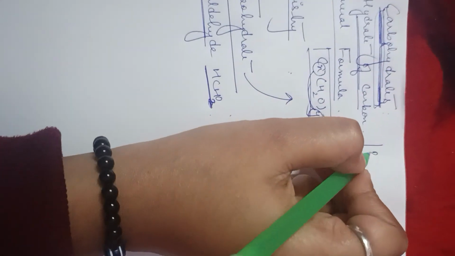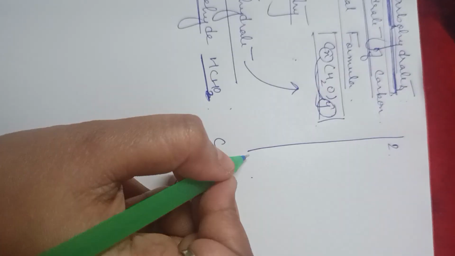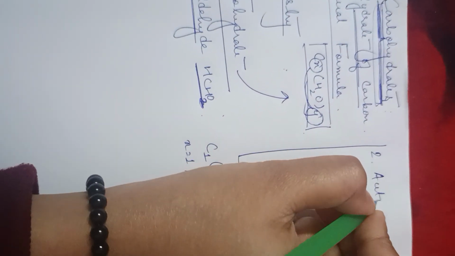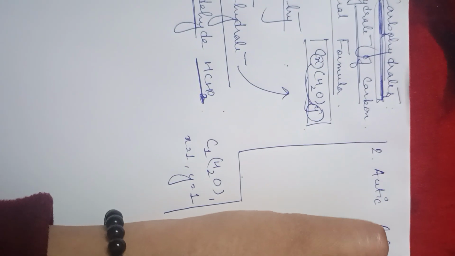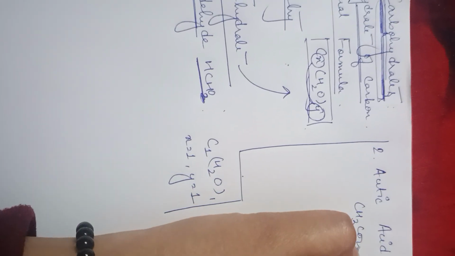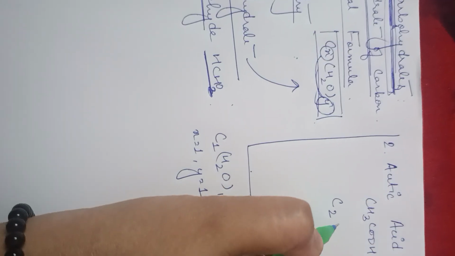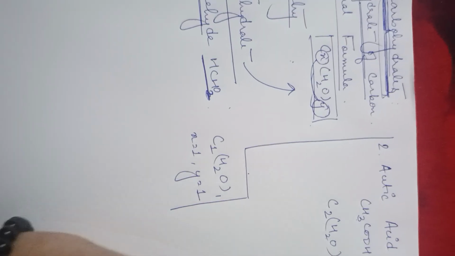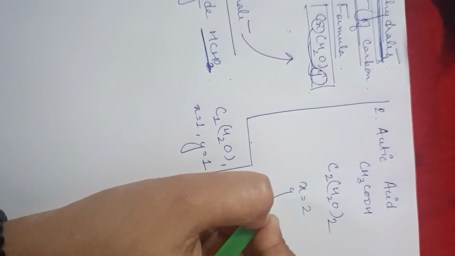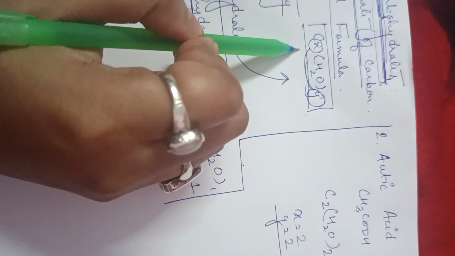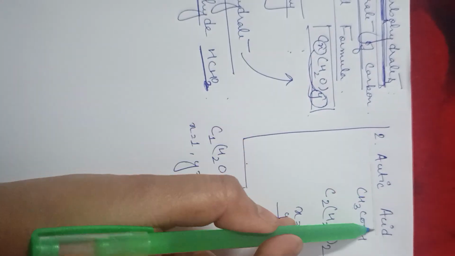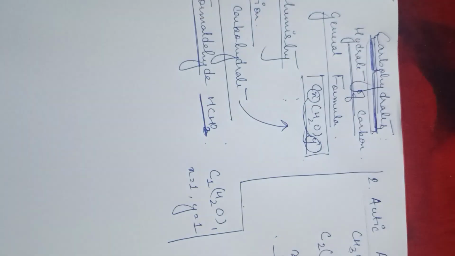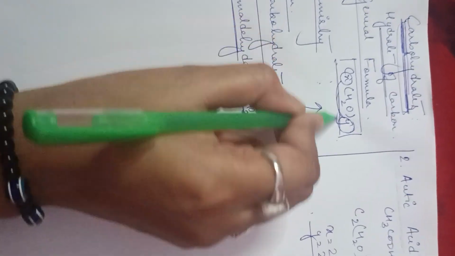Now let's check example number 2. For example 2, you can take acetic acid. What is the formula of acetic acid? CH3COOH. So carbon is 2, H is 4 and oxygen is 2. This way you can write that x is 2, y is 2. So according to this general formula CxH2Oy, this would also be a carbohydrate, but it is not. So this is one exception, that the general formula is not always applicable.